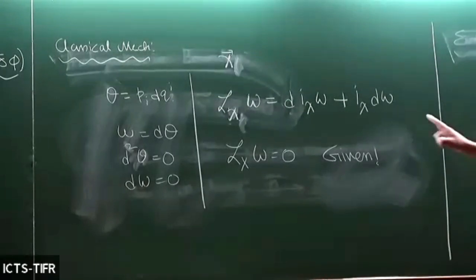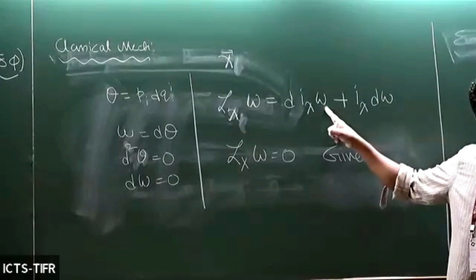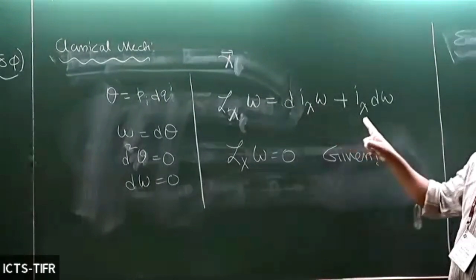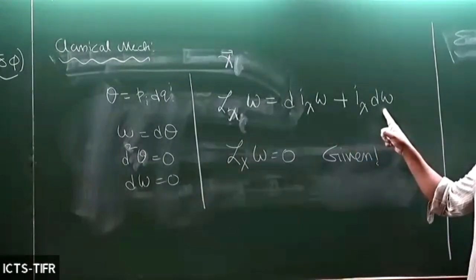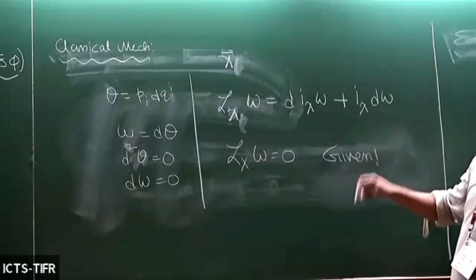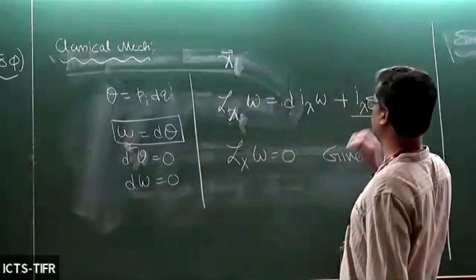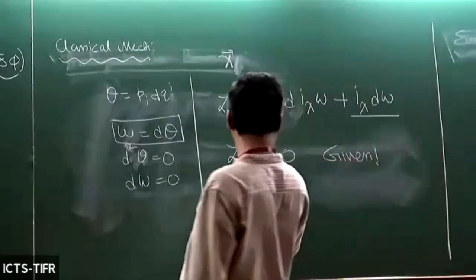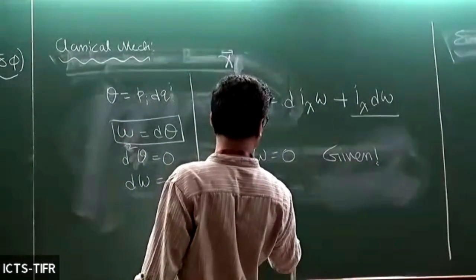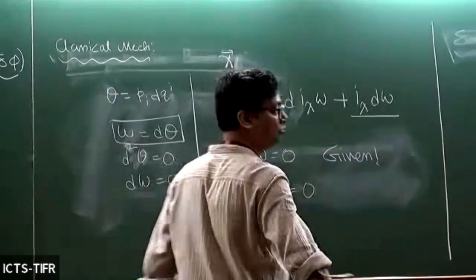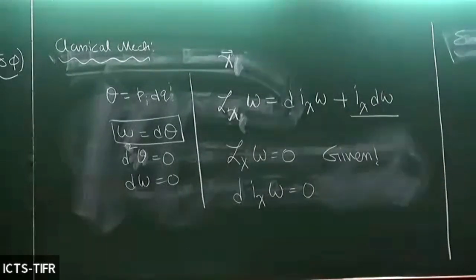See, this omega by definition is d theta. So therefore this object will automatically go to 0. So suppose this is still given to you. So this object automatically goes to 0. So you have a structure d of I chi omega equal to 0. But there is nothing like Hamiltonian or anything given to you. So therefore you cannot write I chi omega equal to dH. This is not yet given to you.